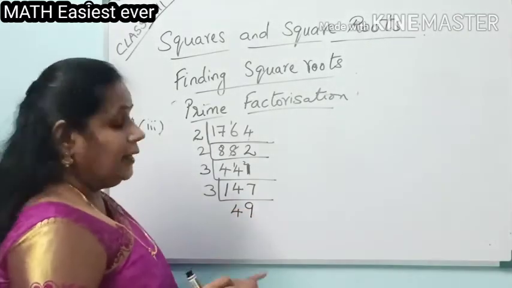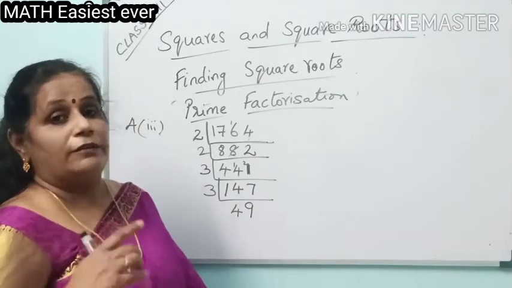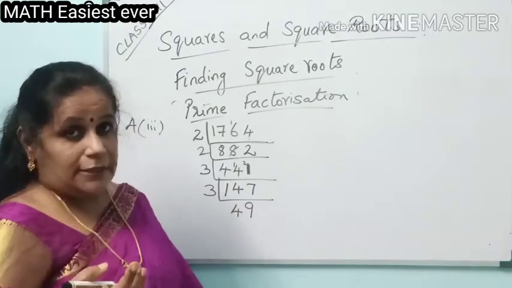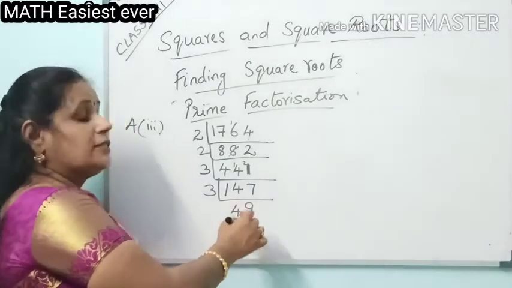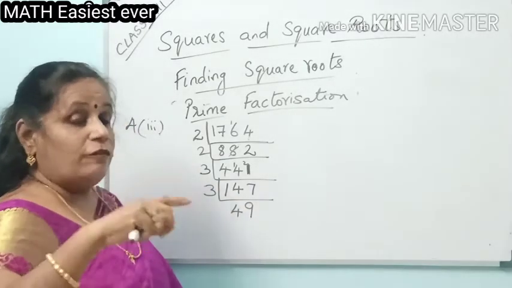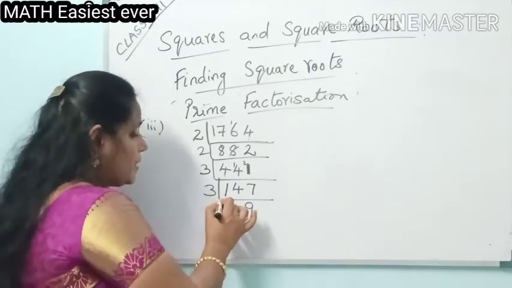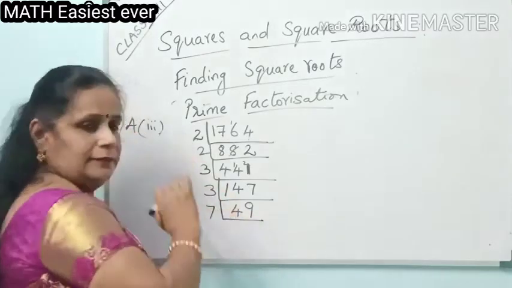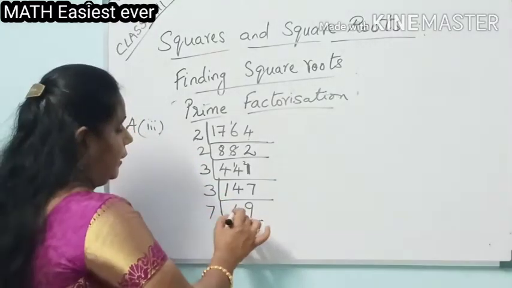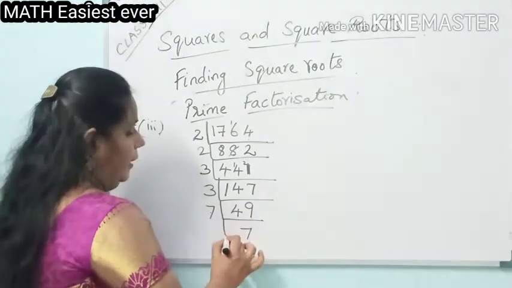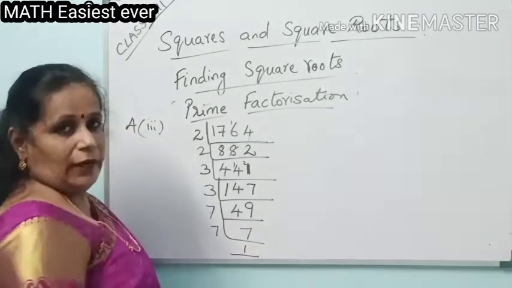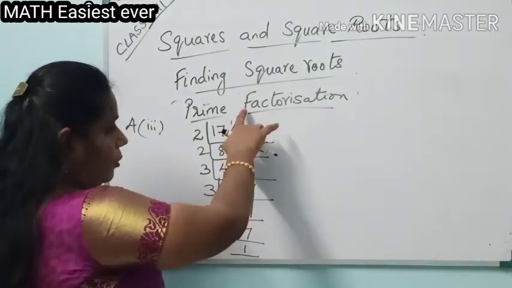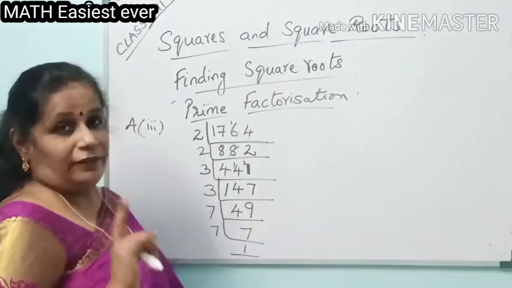Now 49 is not divisible by 2, not divisible by 3, next prime number is 5, 49 is not divisible by 5. So go for the next prime number. Which is the next prime number? It is 7. Okay. So what is 49 divided by 7? 7. Again write it 7. 7 is divisible by 7 and write it as 1. You have to go on doing like this till you get 1.